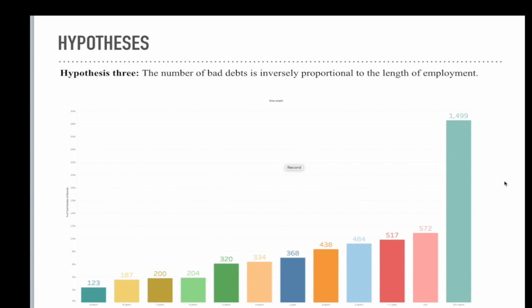My third hypothesis is that the number of bad loans is inversely proportional to the length of employment. As you can see from the images, surprisingly, people with over 10 years of service have the highest bad loan rate, while the lowest bad loan rate is 9 years of service, followed by 8 years of service, 7 years of service, and 6 years of service. Therefore, the number of bad loans and the length of employment are not inversely proportional.